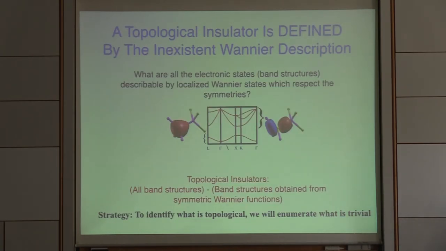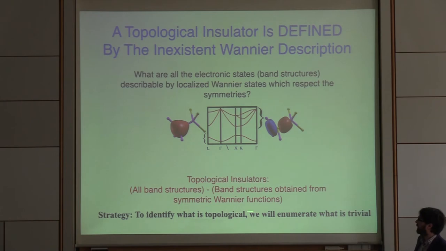Okay, so this is exactly what I said. The topological insulator, the way we're defining it now, is defined by a nonexistent Wannier state description. So now we've kicked the ball a little bit further. All we have to do to get the trivial bands is get the bands in electronic structure that are describable by a maximally localized Wannier description. And that's actually another group theory problem that we can solve. Those bands are called elementary band representations and will come out in the next slides.